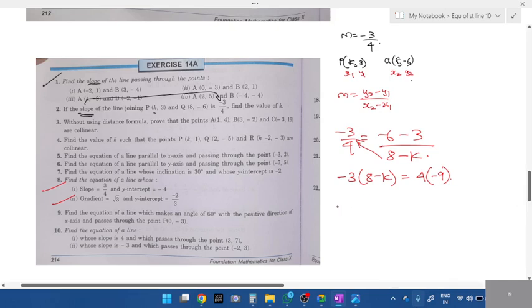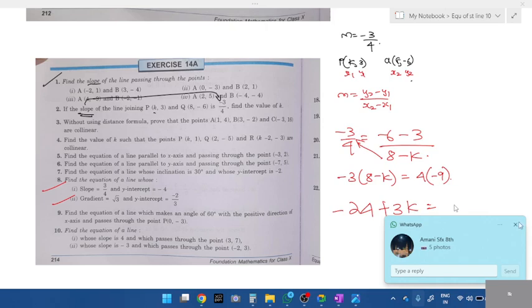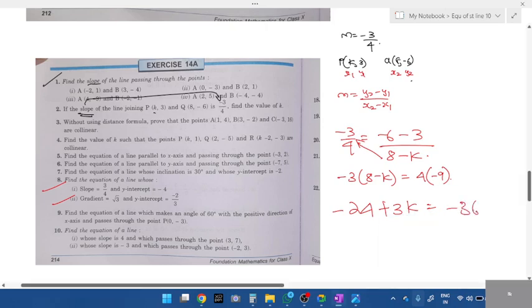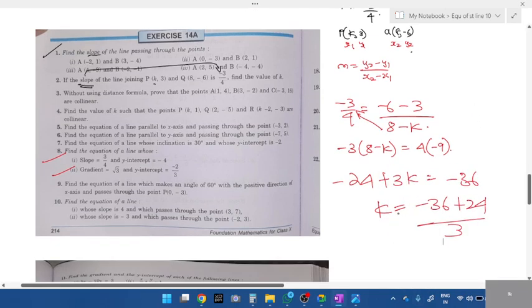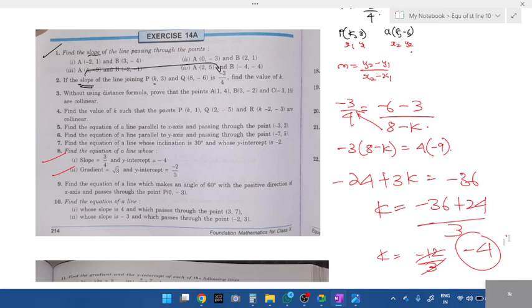Done? What's the answer, Ivania? Minus 24. Okay, minus 24 plus 3k is equal to minus 36. 36 plus 24 divided by 3. What is k then? Minus 12 by 3, right? Minus 4. Tanishka, is it correct? I've given this question. K is equal to minus 4.